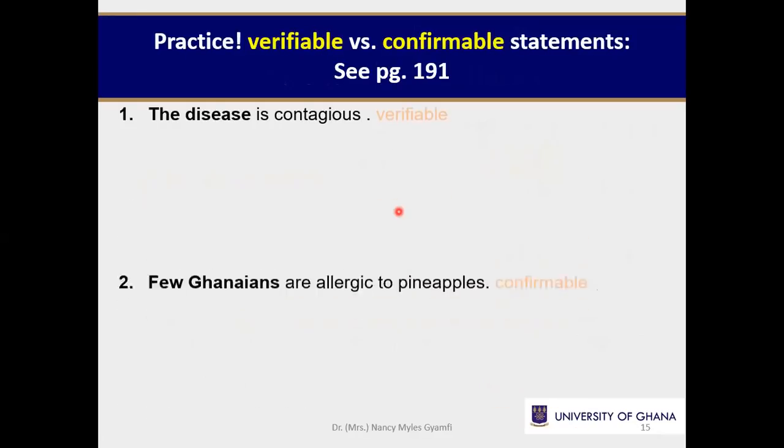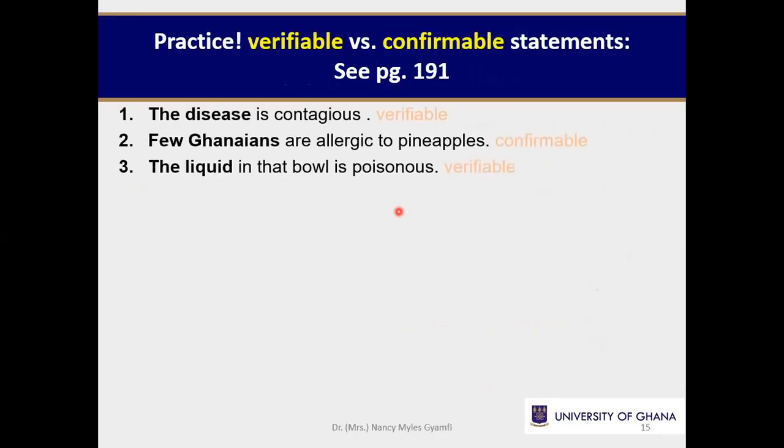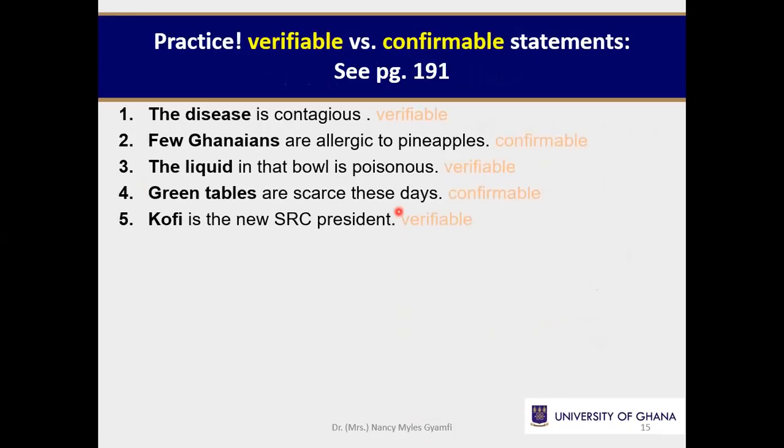Now let's try our hands on this. You saw this earlier. Now it will make a bit more sense to you. You have seen it in the slide. The disease is contagious. Is this confirmable or verifiable? The disease is contagious. What's the reference class? The disease. So this is verifiable.